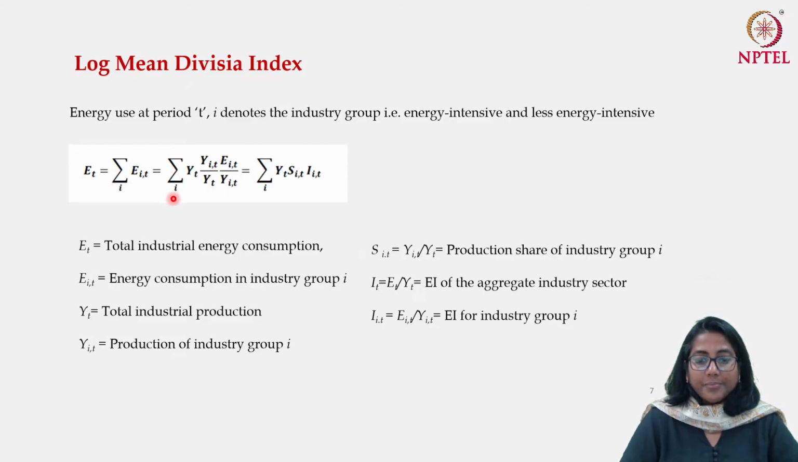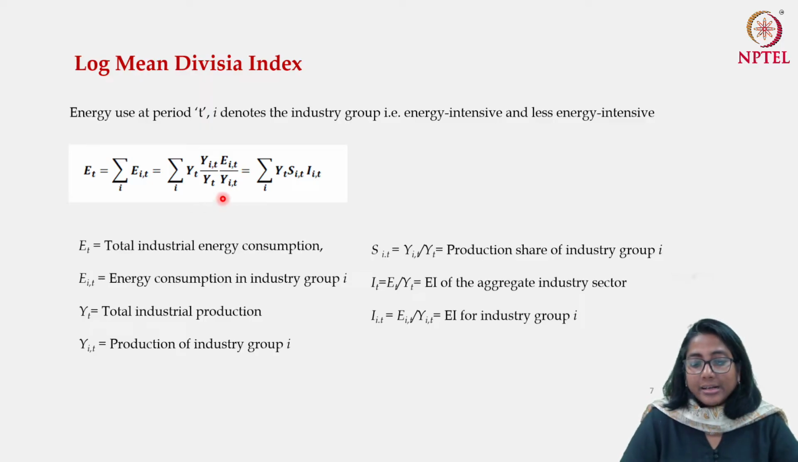This is how I am breaking up the total energy consumption. Further, if I write it as the summation over i of Y_T multiplied by Y_iT divided by Y_T, multiplied by E_iT divided by Y_iT, then that again equates to the summation of E_iT. Why? Because if I write it in this way, I can cancel out these 2 Y_iT terms, and I can also cancel out these 2 Y_T terms, and therefore I am simply left with E_iT. So this is the way I can write it down. Now what is the importance of writing down the total energy consumption in this manner? What does it facilitate?